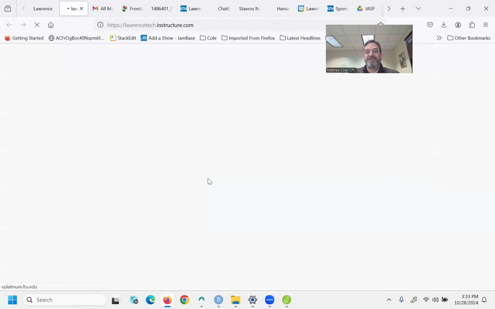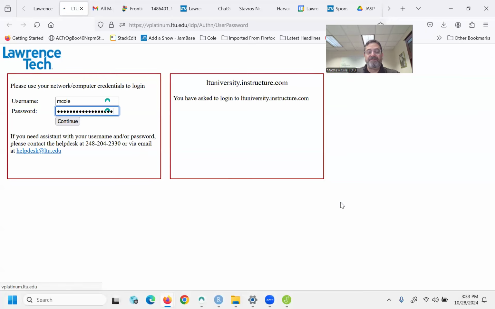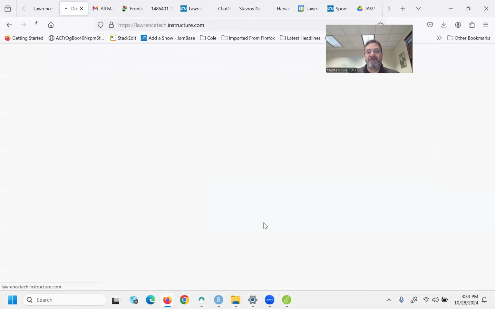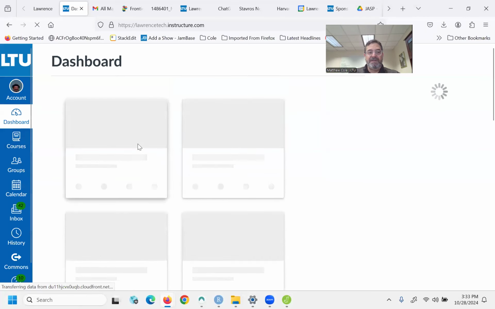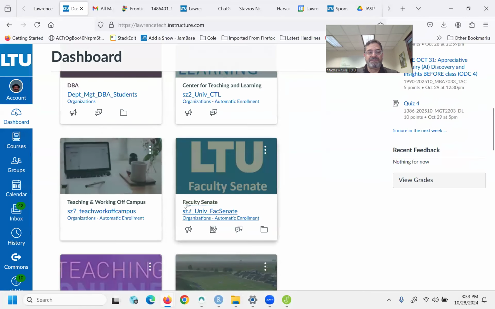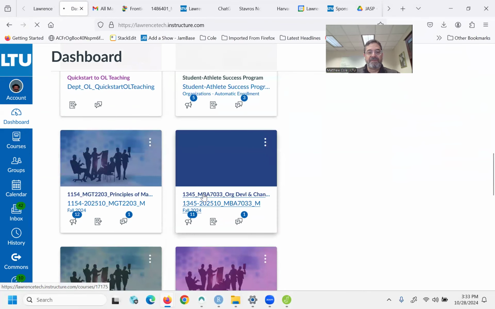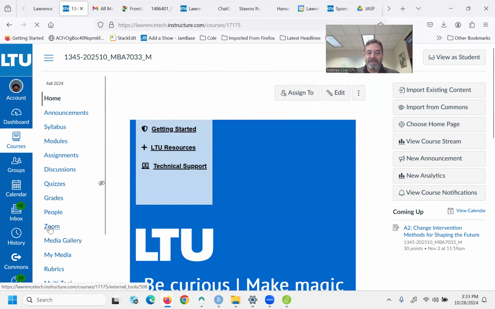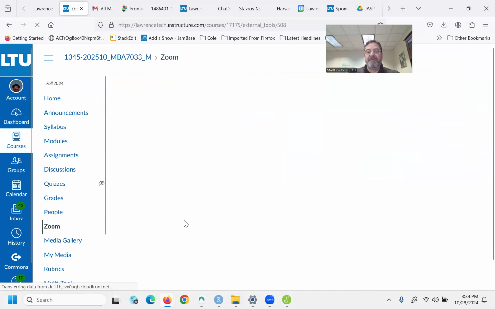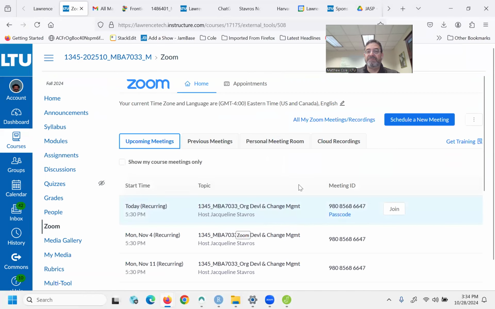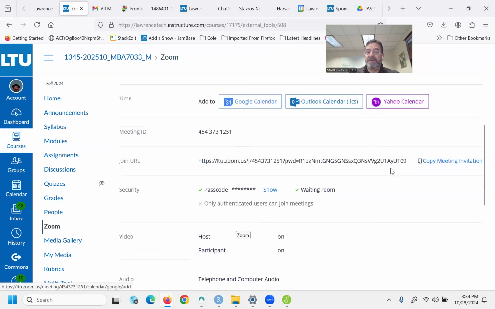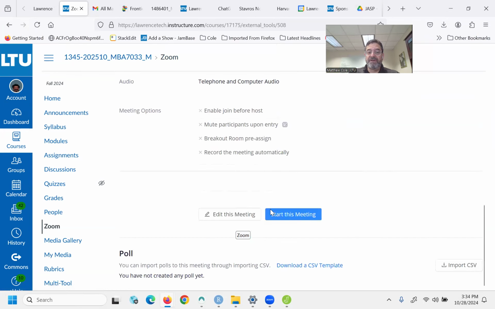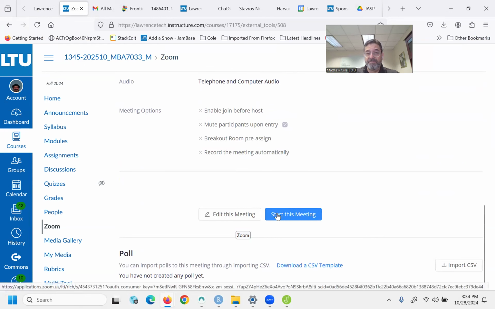Go to your Canvas and log in. And I think you can basically pick any course. Any one of your courses should have Zoom. Any one of your courses has Zoom. Click on Zoom. And once you click on Zoom, that's your Zoom room. And you can go to your personal room, and you can start your room.